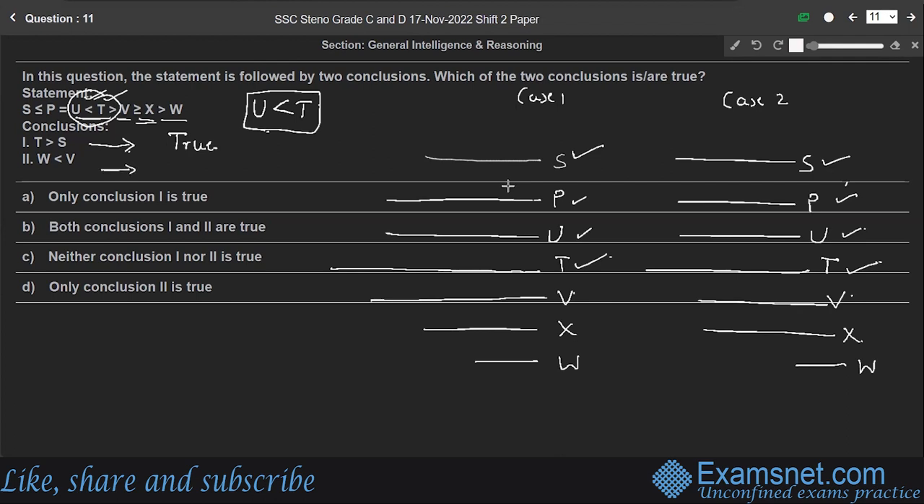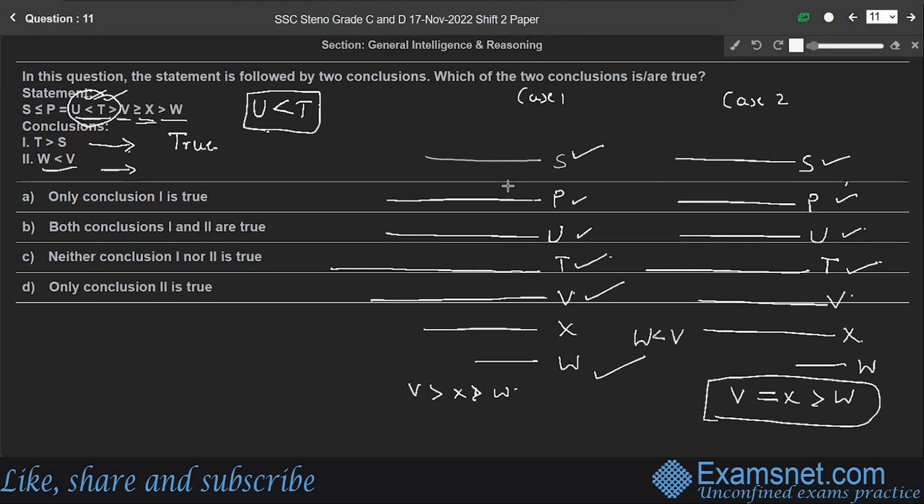And the second one, W strictly less than V. So look at the lines V and W. Because of the relation, V greater than X, X is strictly greater than W in case 1. And in case 2, we have V is equal to X and X is strictly greater than W. We can conclude that V strictly greater than W, or W is strictly less than V. Therefore, second conclusion is also true. So both conclusions 1 and 2 are true. Option B is the right answer.